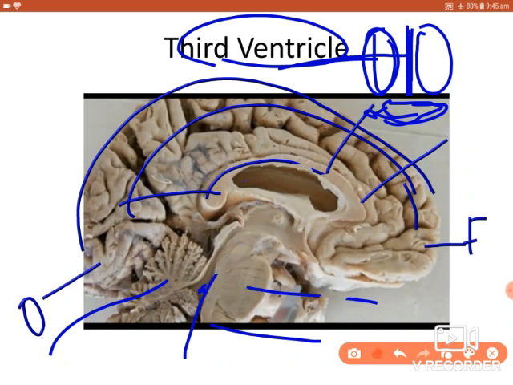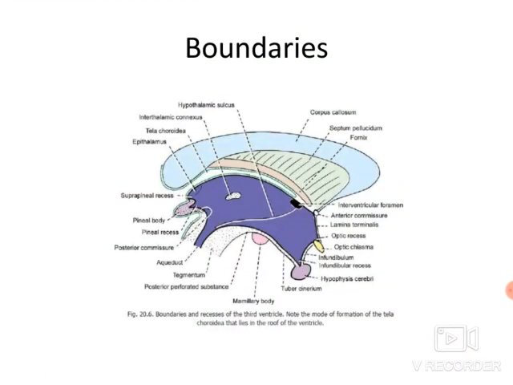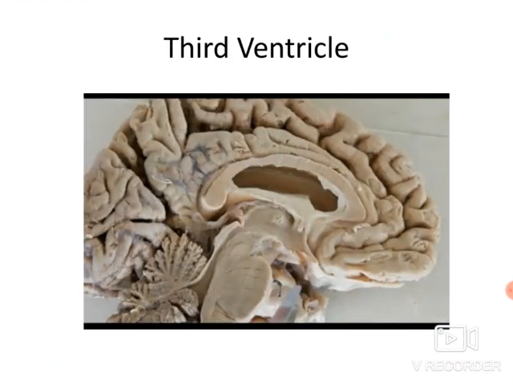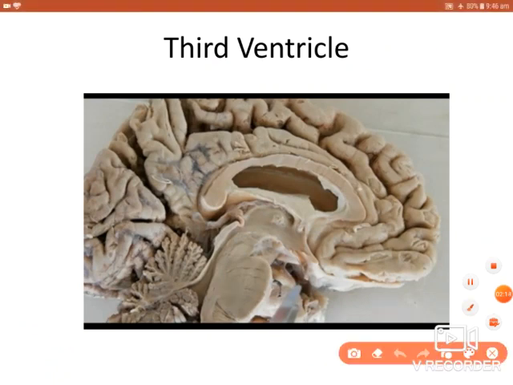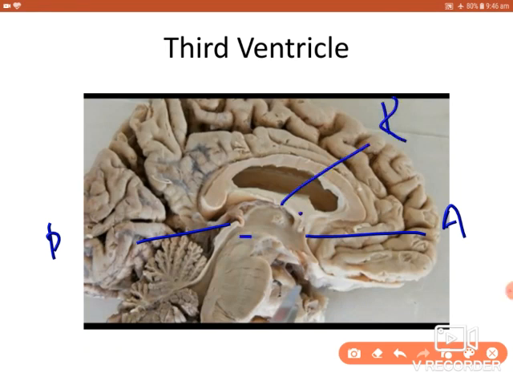Then the lateral ventricle communicates with the third ventricle through one foramen here. This is the interventricular foramen of Monro. Then this third ventricle communicates with the fourth ventricle through the cerebral aqueduct. Now about the boundaries of the third ventricle: this is anterior, this is posterior, this is superior that forms the roof, this is inferior that forms the floor, and then this is the lateral wall.